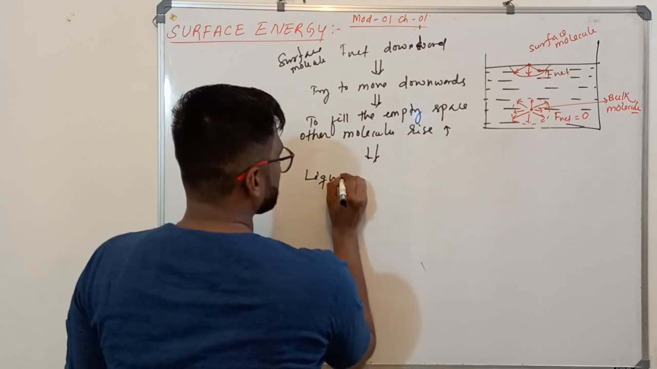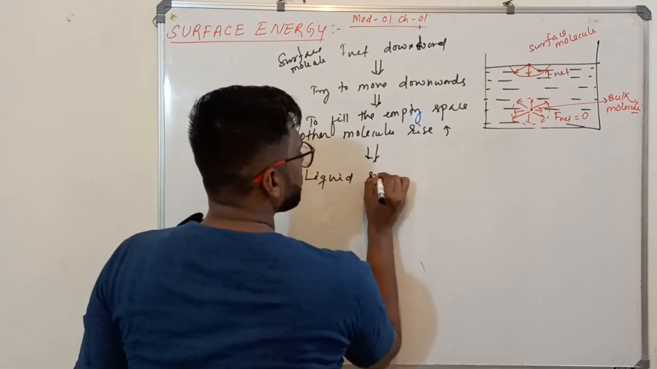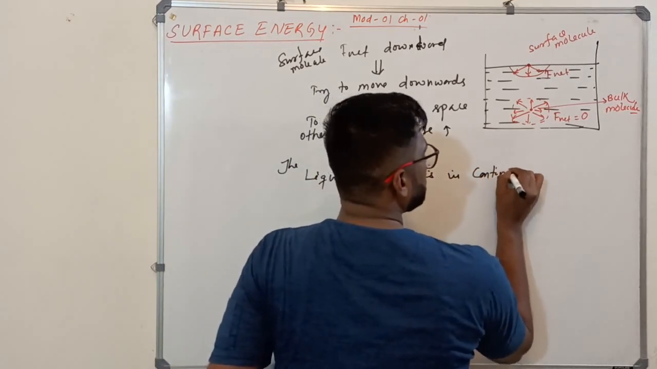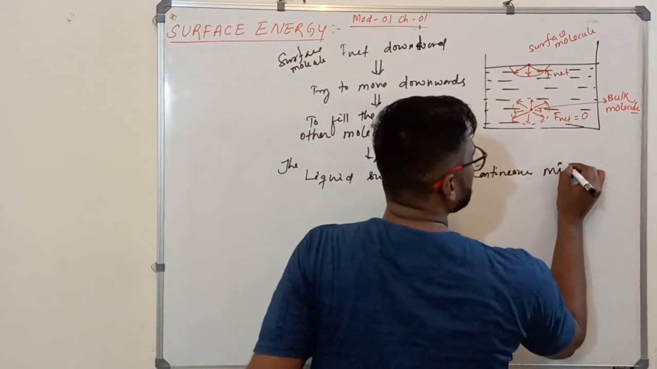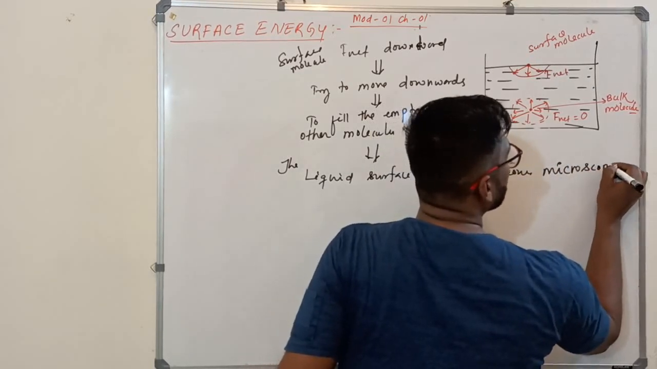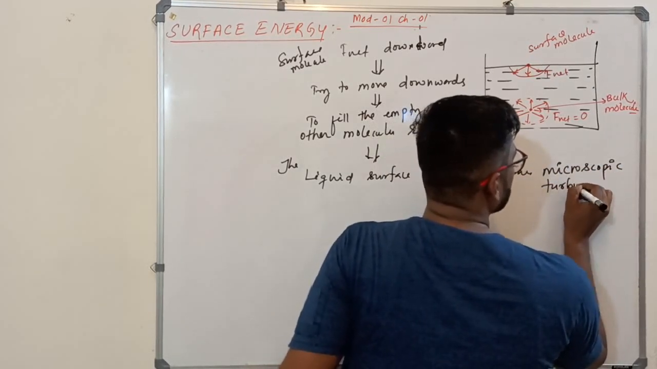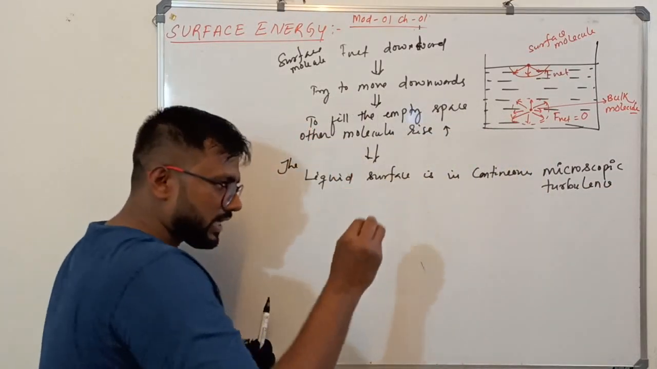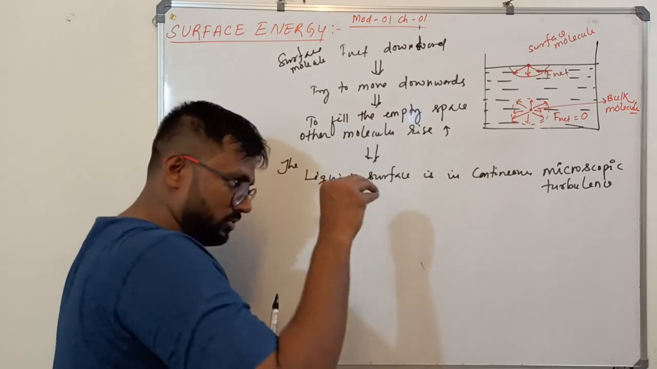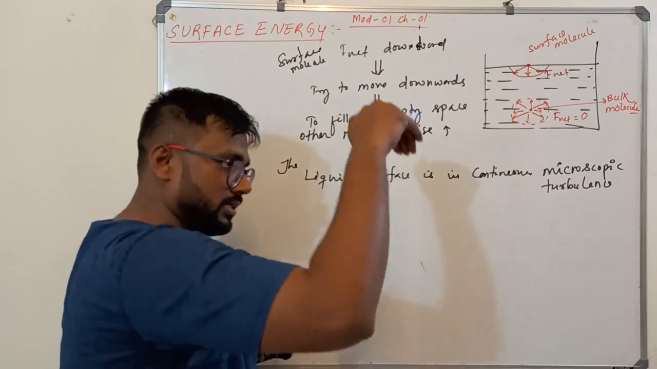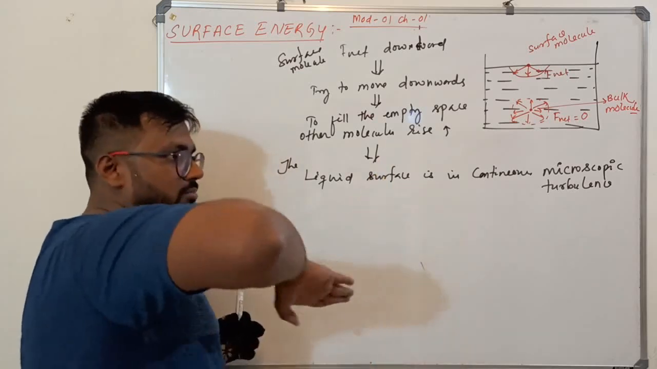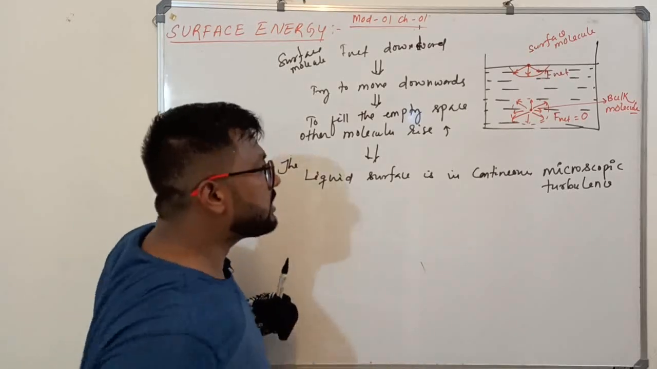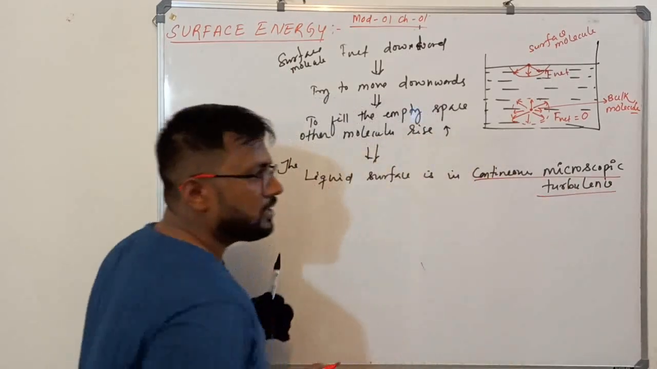That means the liquid surface is in continuous microscopic turbulence. The liquid surface is coming down to fill the void. Other molecules are going up. The surface molecule is coming down. Other molecules are rising up and filling the void. That's why the liquid molecules are in continuous microscopic turbulence.